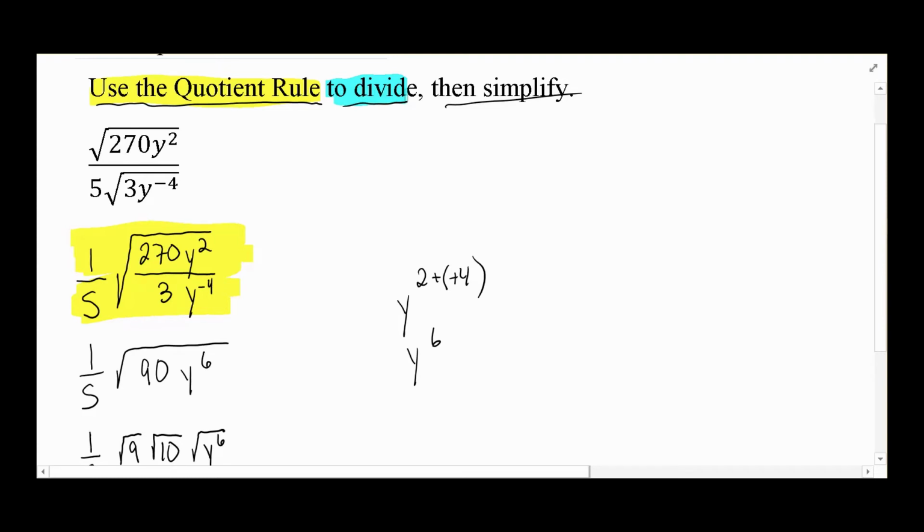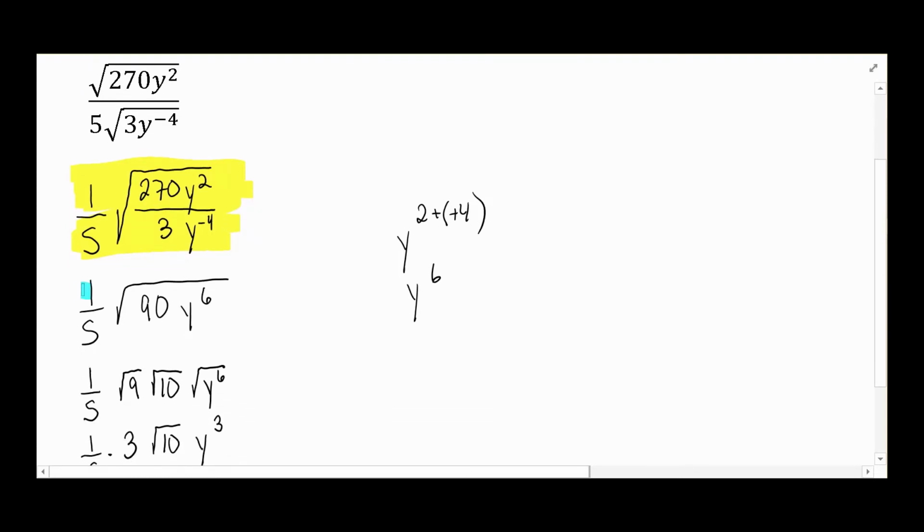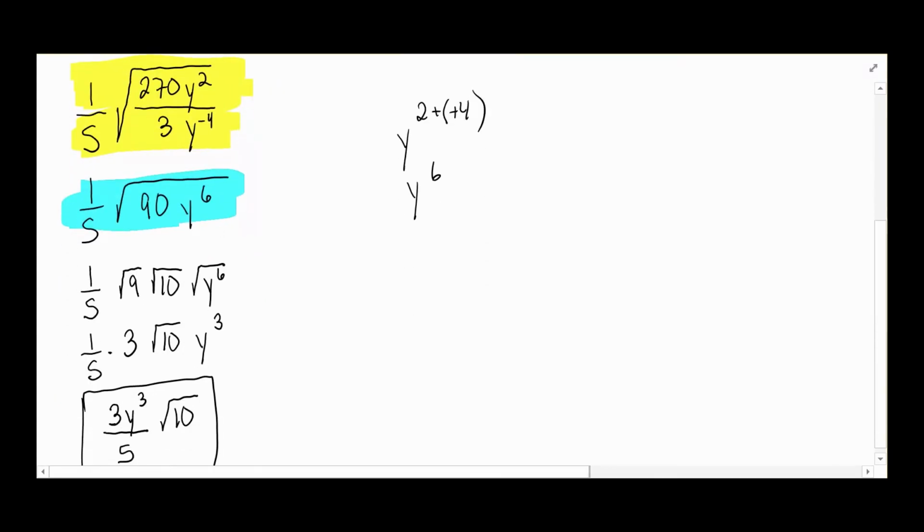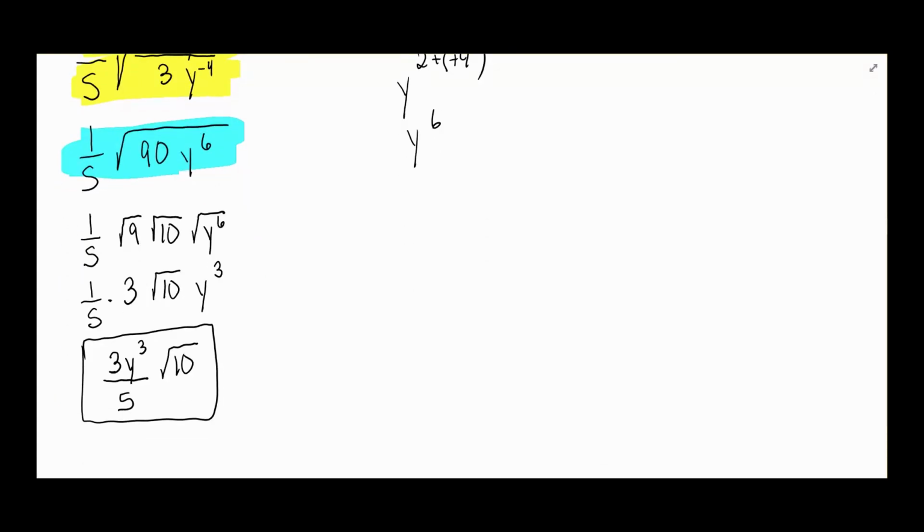Our next step was to divide: we divided 27 by 3 and y squared by y to the negative 4th. In the last piece of the directions that said simplify, we broke it up as break it up, take the radical, clean it up. Those 3 steps we should have memorized at this point. Break it up, take the radical, clean it up, and we got a nice little answer.